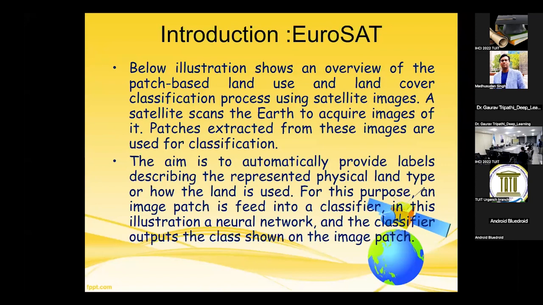So the aim is to automatically provide labels describing the represented physical land type or how the land is used. For this purpose, an image patch is fed into a classifier. Now this classifier model we need to train. And then we get the classification of the image patch.